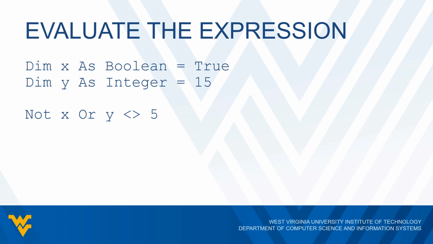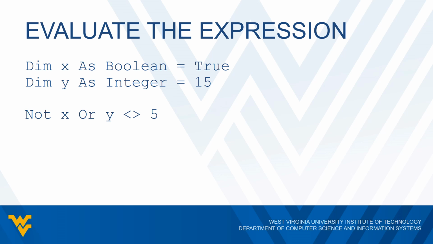We'll do one more example, I promise. So here, x is going to be a Boolean value, initially true, and then y is going to be an integer that's initially 15. So here we want to evaluate not x or y not equal to 5. So I want you to tell me what's going to happen in this expression.